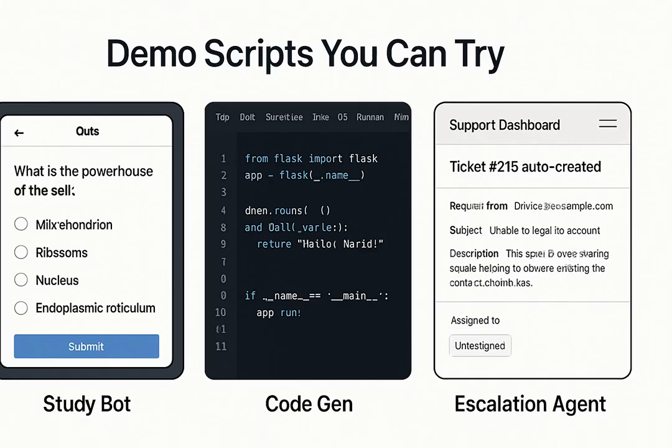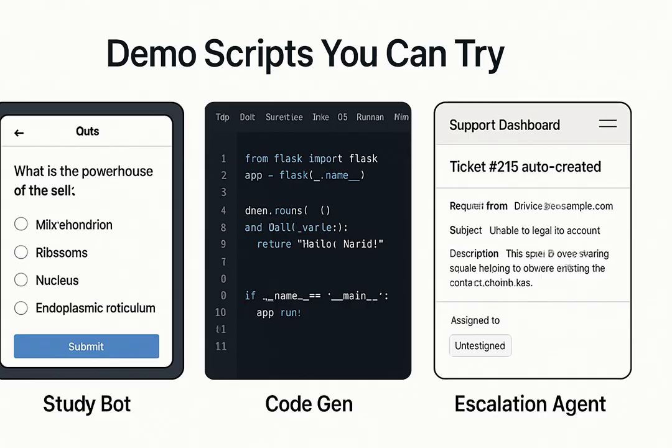Let's walk through 3 short demo scripts you can try in prototypes. Demo 1. Personal Study Bot. User: help me learn climate change basics for a 10-minute quiz. LLM summarizes key points, gives 5 quiz questions, offers short explanations for answers, and suggests 3 follow-up topics.